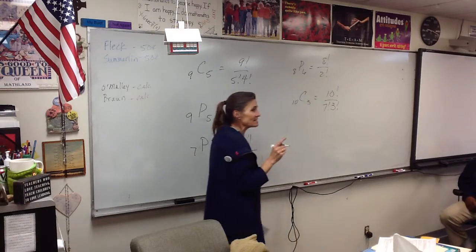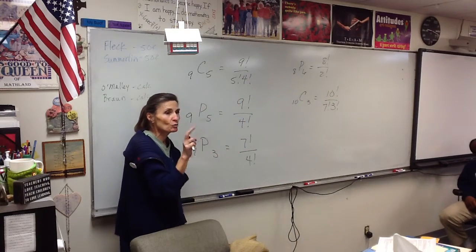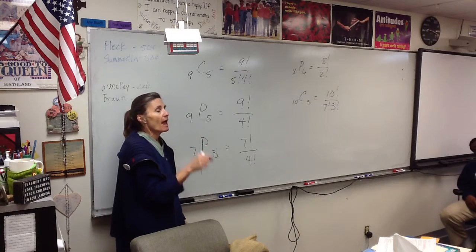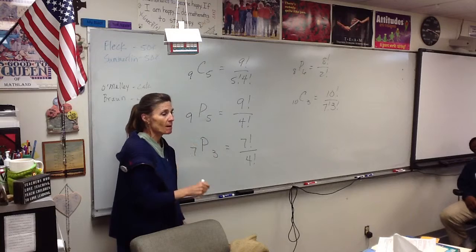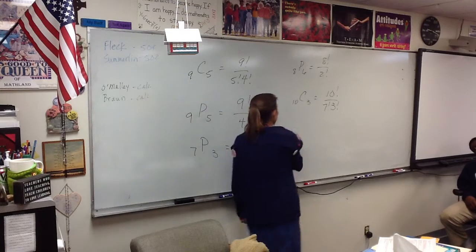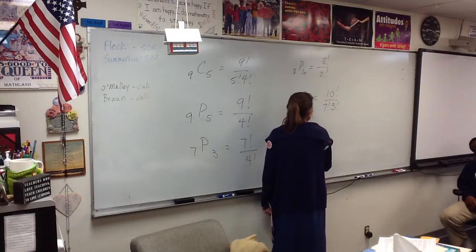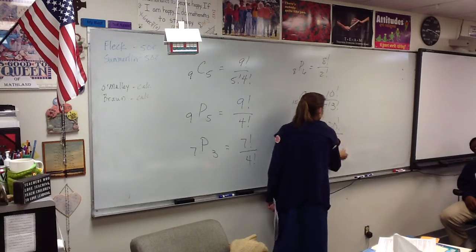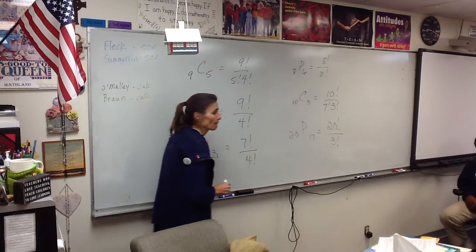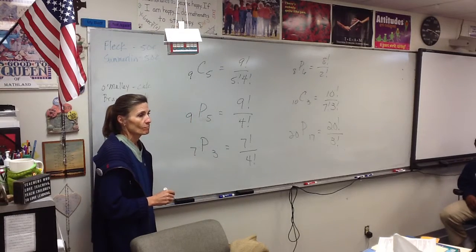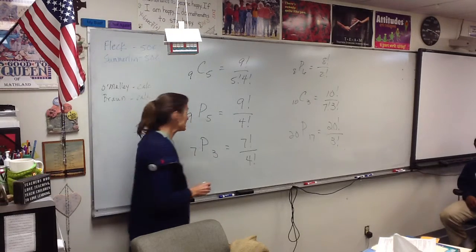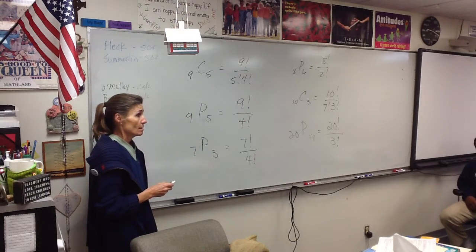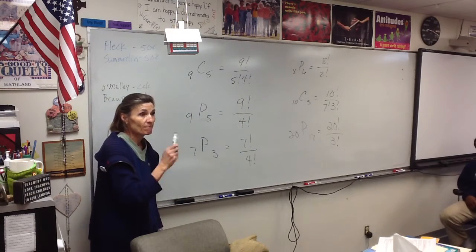The C's have 2 things in the bottom. The P's have only the difference in the bottom. So if I'm doing 20P17, it would be 20 factorial over 3 factorial. The C's have 2 things in the bottom. The P's have only the difference in the bottom.